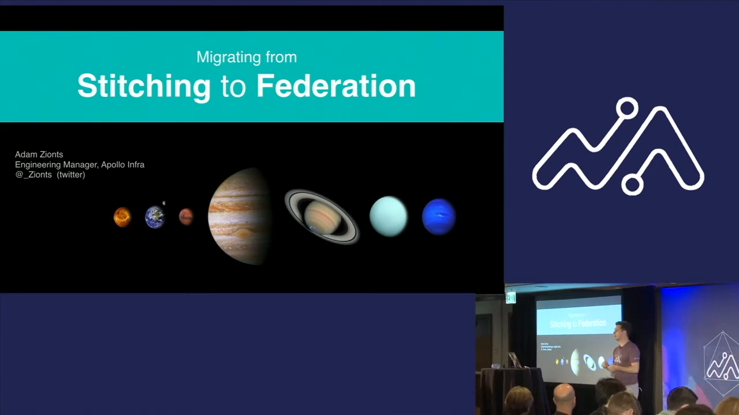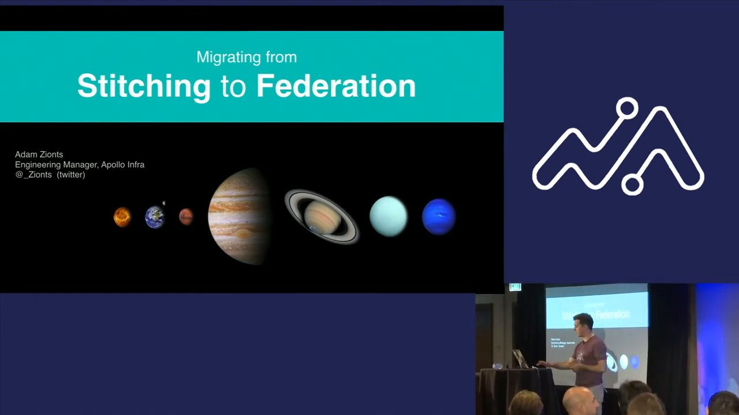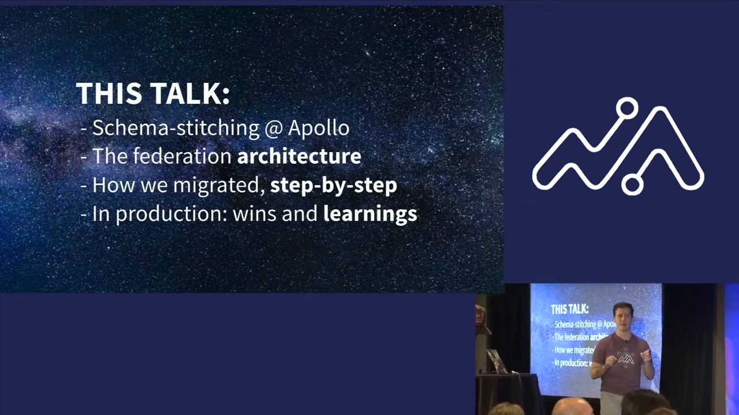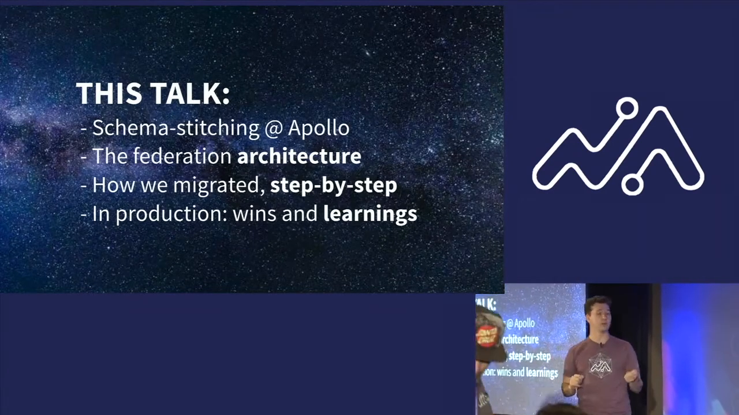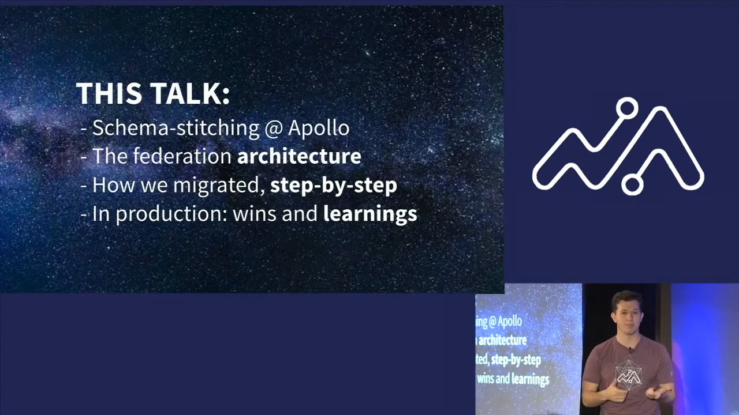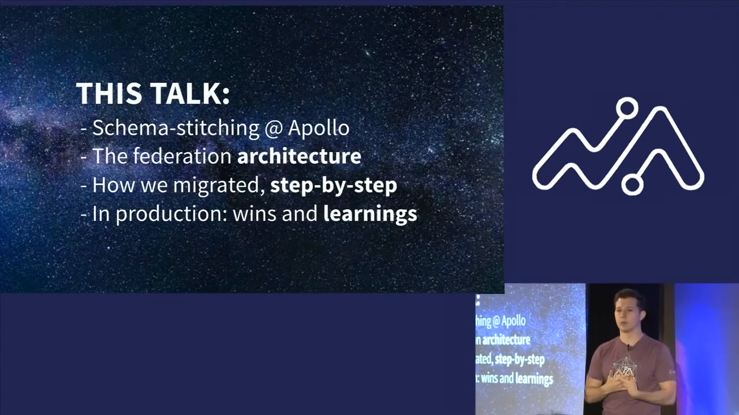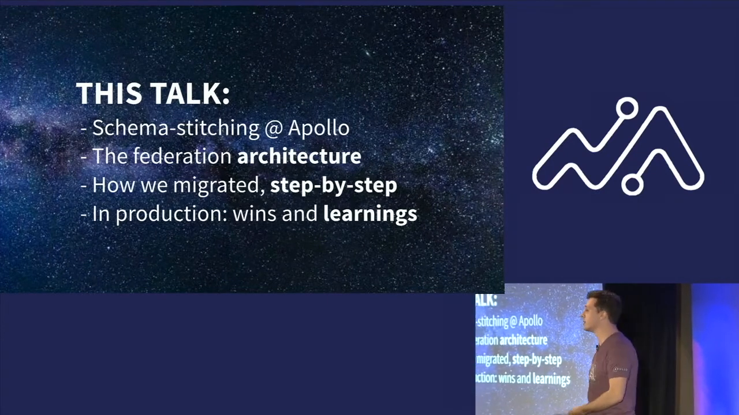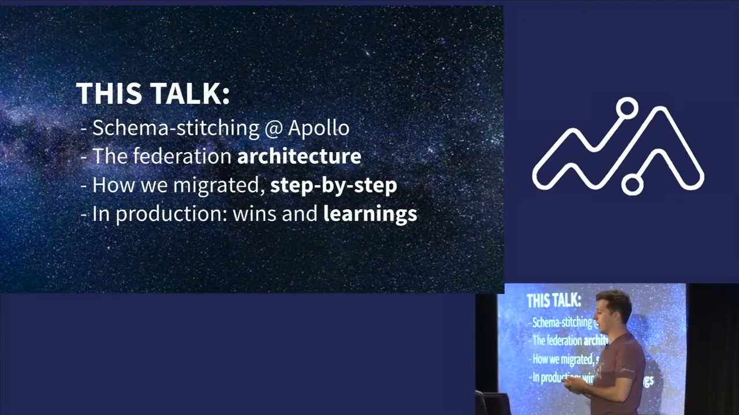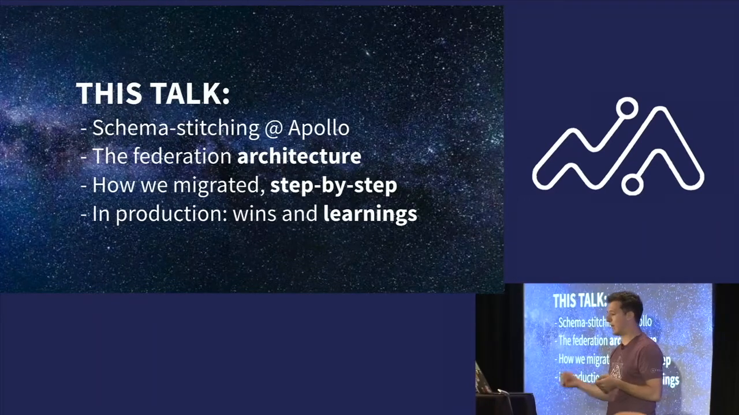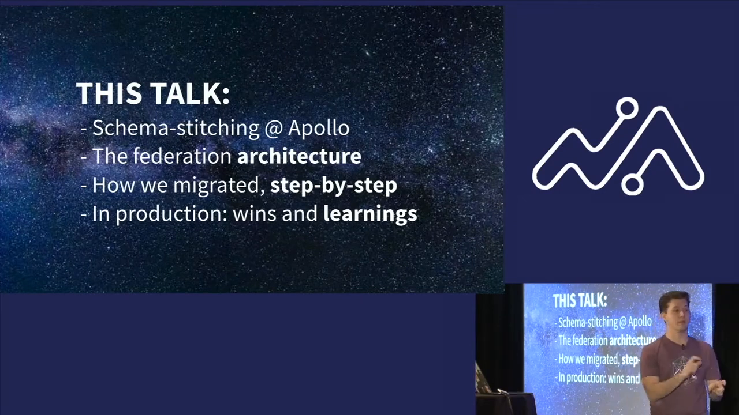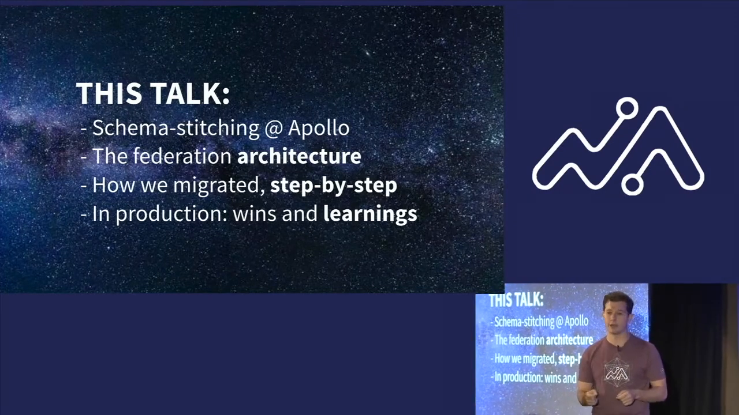today we're talking about stitching to federation. I'm going to talk about a few things there. First of all, I want to tell you a little bit about how we did schema stitching at Apollo, what we got out of it, and what some complaints were that we had. I want to talk a little bit about the federation architecture, how it solves those, and what the architectural differences actually are. And then I want to give a set of simple steps that we followed internally to migrate our infrastructure in place and incrementally.